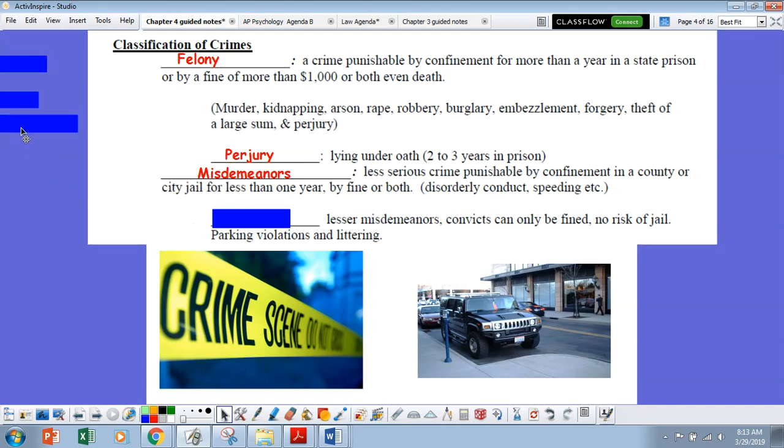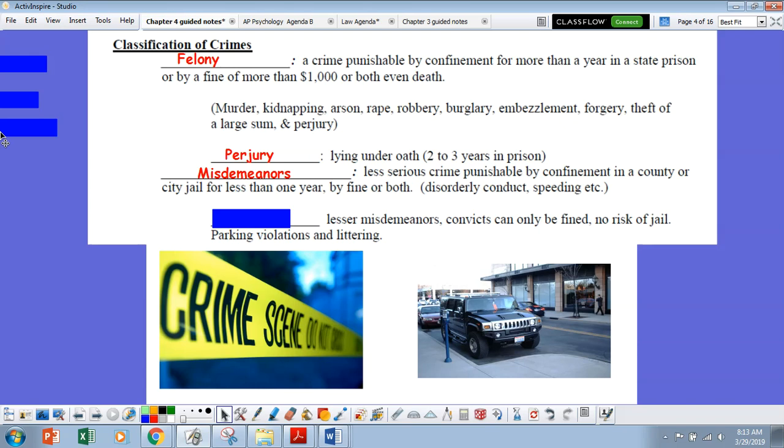Aside from felonies, you can have misdemeanors. These are less serious crimes, punishable by confinement, maybe in a county jail, for less than a year, or it could be for a very small dollar amount.